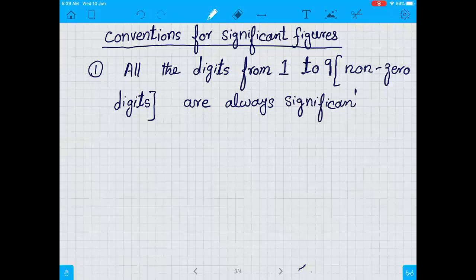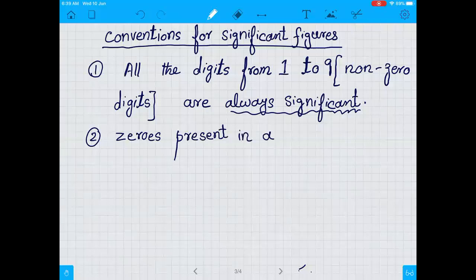So one thing is that all the digits in a number from 1 to 9, which are non-zero digits, are always significant. Zeros present in a number may or may not be significant.